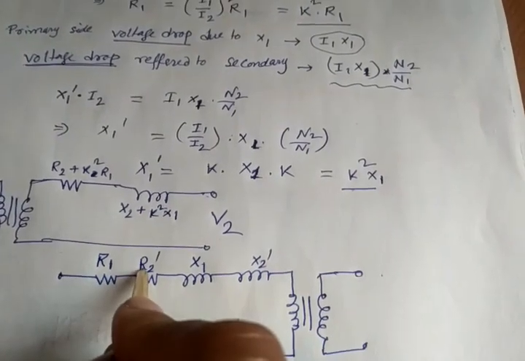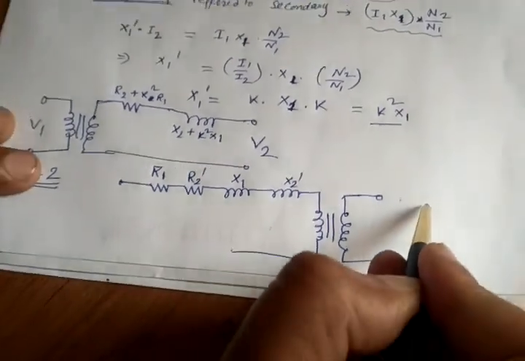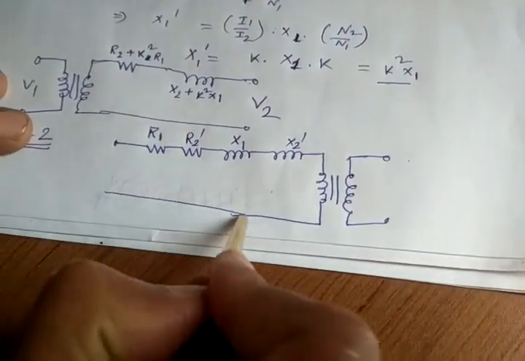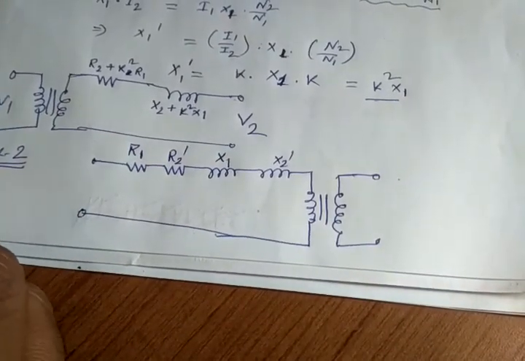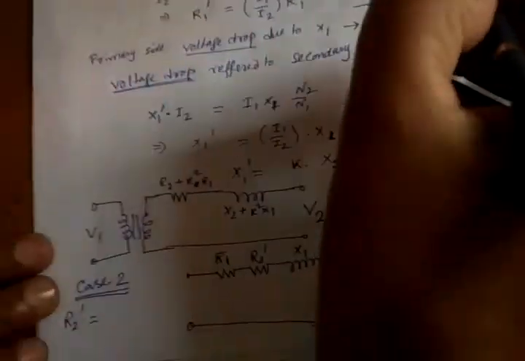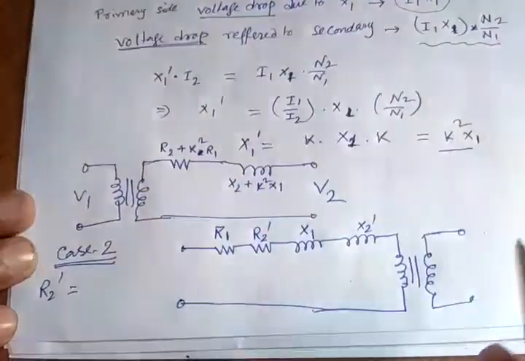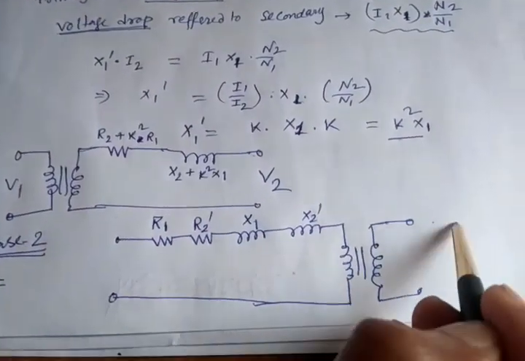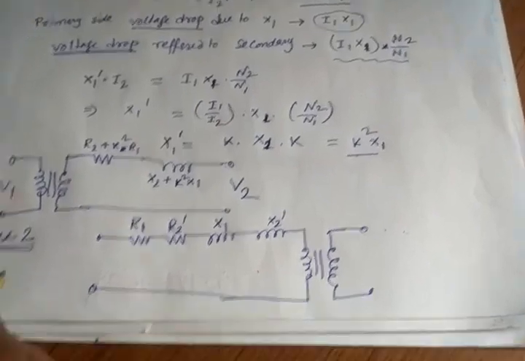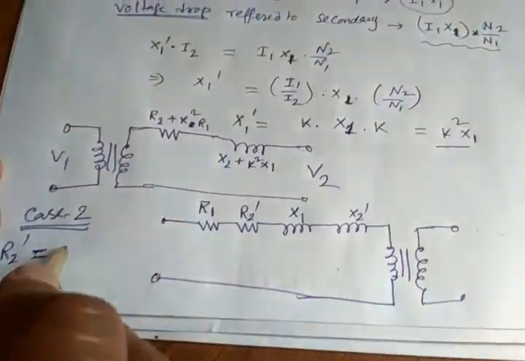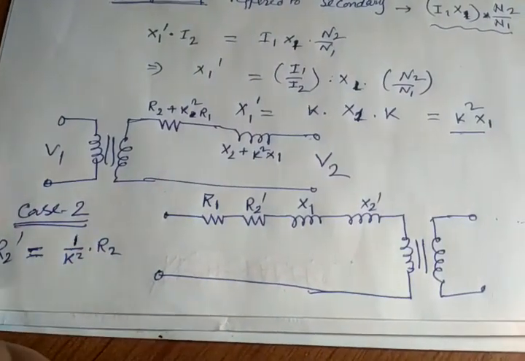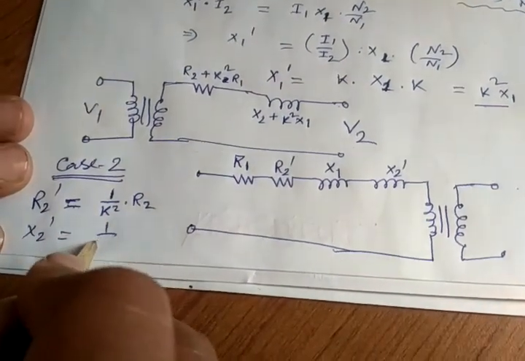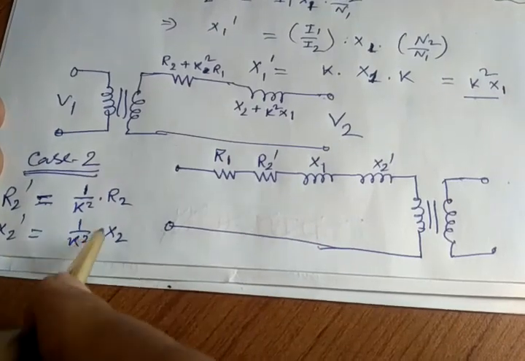So basically R2 dash signifies the equivalent of R2 in the secondary, brought to the primary. Now in this case, what will be this R2 dash? There we multiplied by k square when going from primary to secondary, and when we are bringing secondary to primary, that will be divided. So R2 dash will be basically 1 upon k square into R2. Similarly, X2 dash will be 1 upon k square into X2.